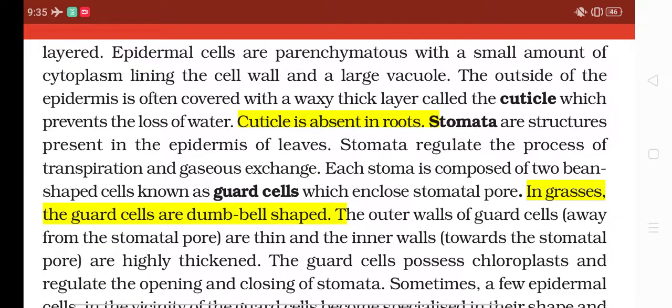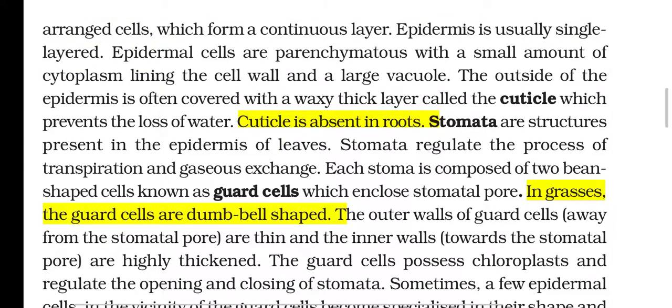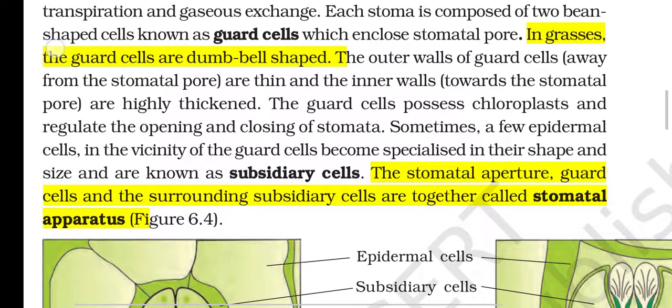Stomata are structures present in the epidermis of leaves. Stomata regulate the process of transpiration and gaseous exchange. Each stoma is composed of two bean-shaped cells known as guard cells, which enclose a stomatal pore. In grasses, the guard cells are dumbbell-shaped. The outer walls of guard cells away from a stomatal pore are thin, and the inner walls towards the stomatal pore are highly thickened. The guard cells possess chloroplasts and regulate the opening and closing of stomata.